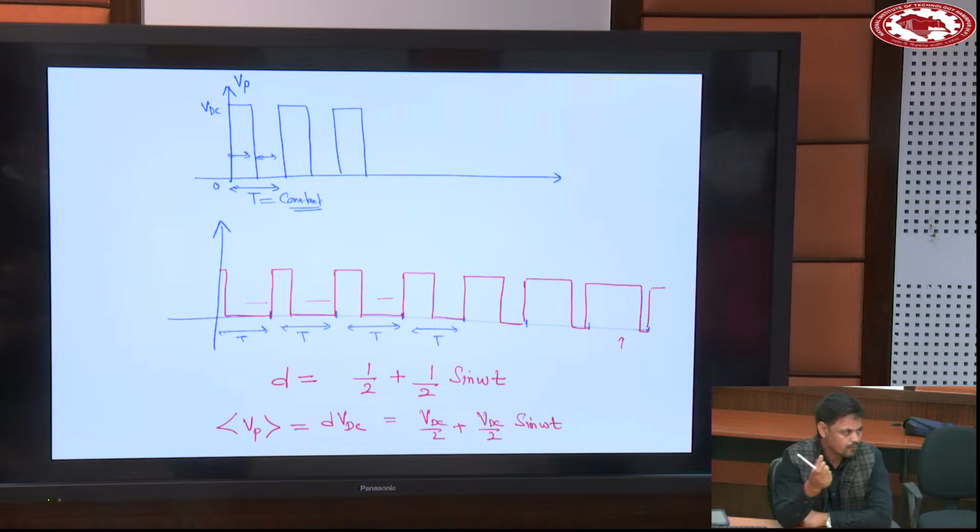So you can modulate this switching sequence in such a way that you can get a sine wave. If you find the average of the output pole voltage, you will get a sine wave, but yes, VDC by 2 shifted. So the average value of the output voltage has two components, AC component and DC component.